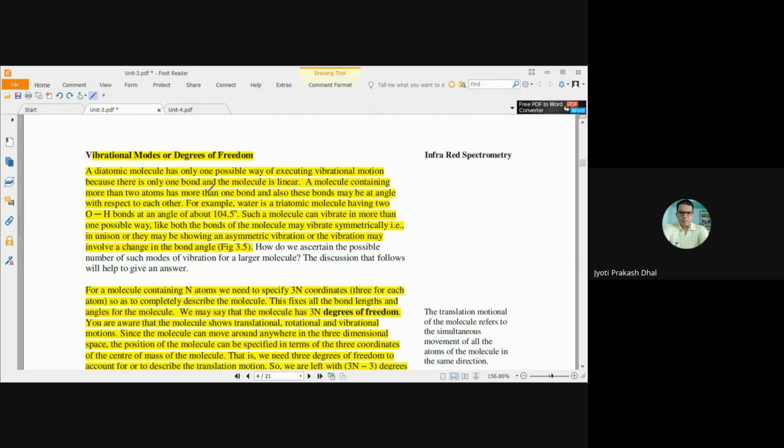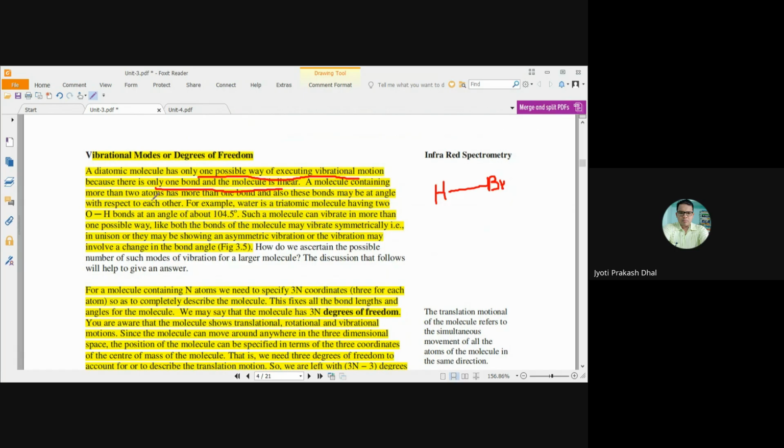molecule. A diatomic molecule has only one possible way of executing vibrational motion because there is only one bond and the molecule is linear. We know that every diatomic molecule is linear. So as the molecule is linear, suppose you consider the HBr molecule, this is a linear molecule, so only one type of vibration will be possible.